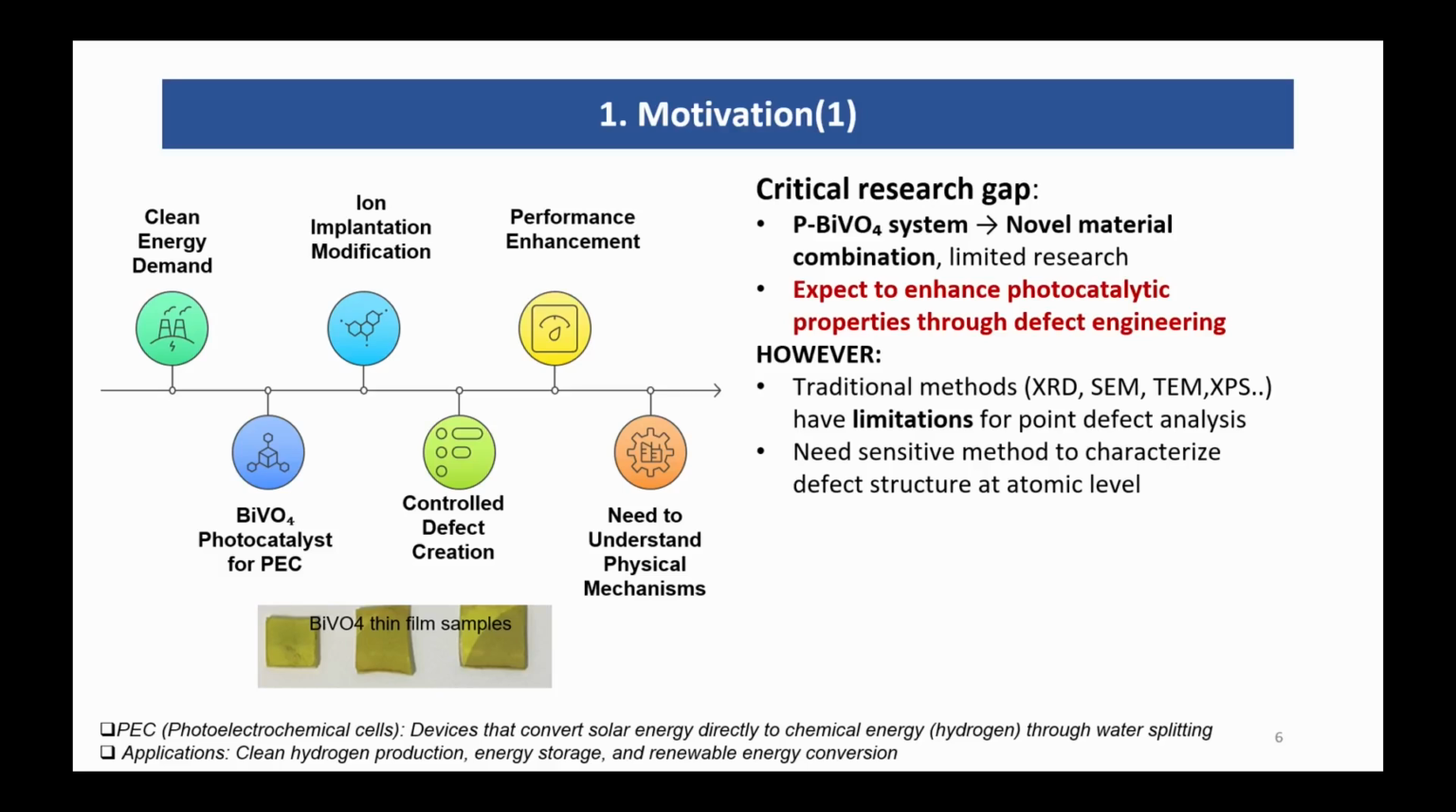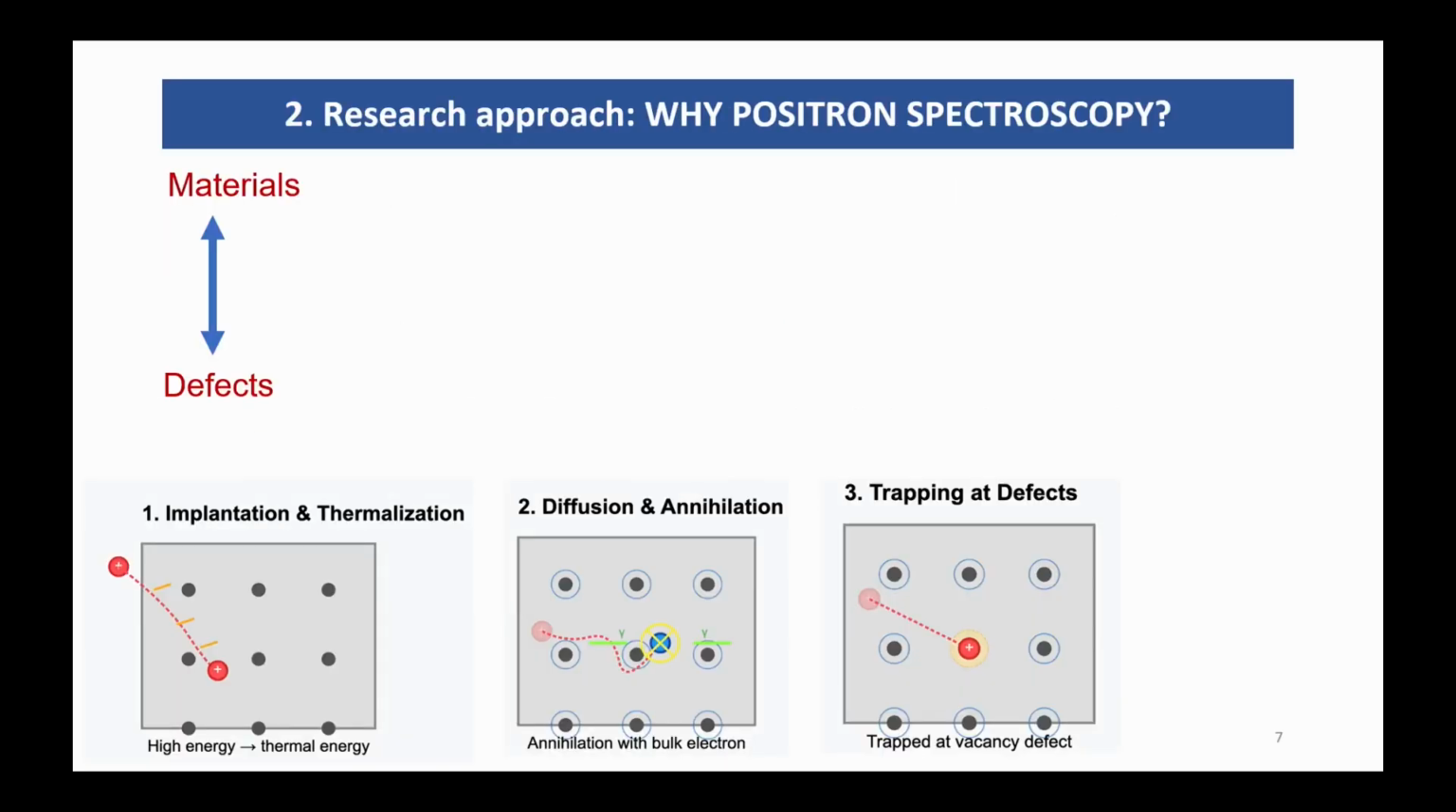However, traditional methods like XRD, X-ray diffraction, STEM, or XPS have limitations for point defect analysis. They can only see the surface; we cannot see deep inside the material. So we need a sensitive method to characterize the defect structure at the atomic level, and to understand the physical mechanism behind the property enhancement. So our approach is to use positron spectroscopy.